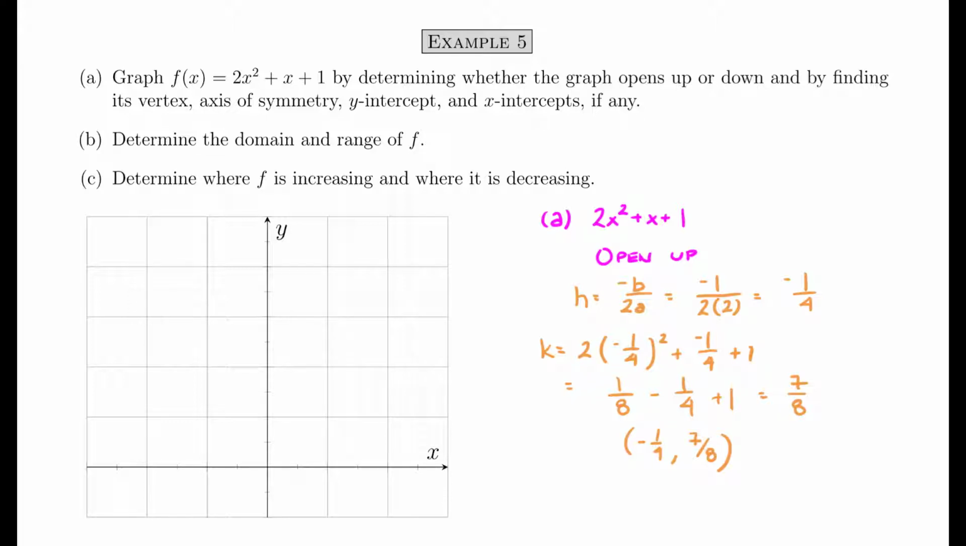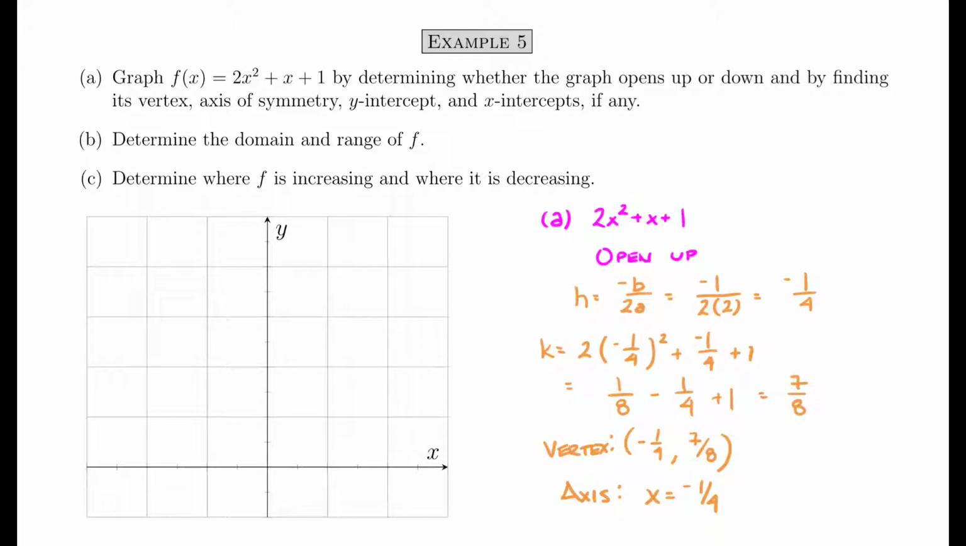So with the vertex being found, the axis of symmetry is easy to find. I better label this vertex. So the axis of symmetry is going to be x equals negative 1/4. That is your x-coordinate of the vertex.